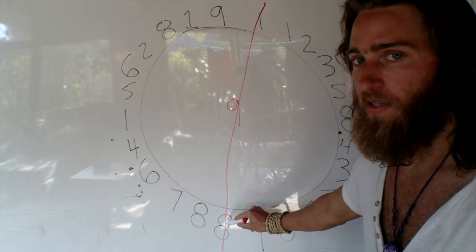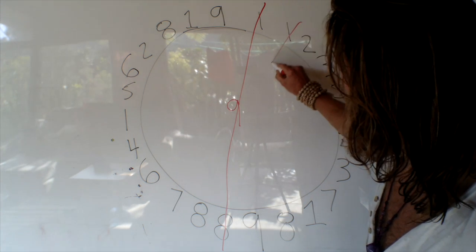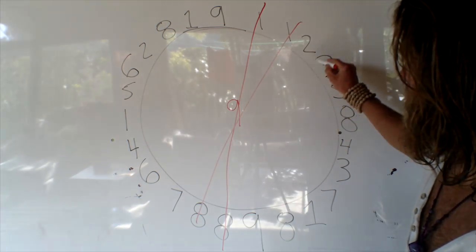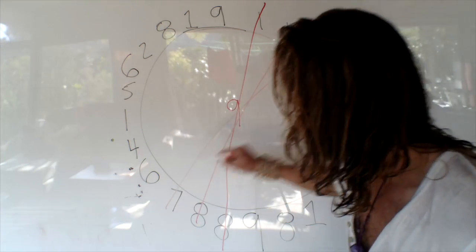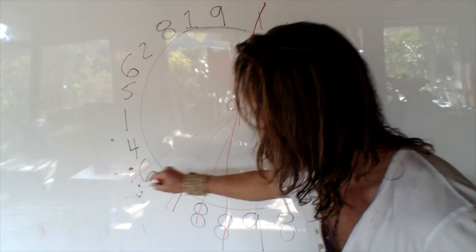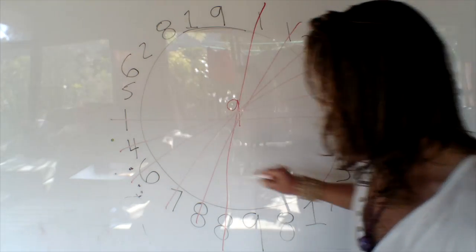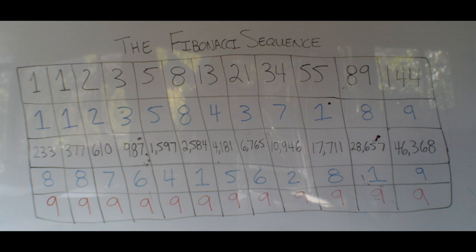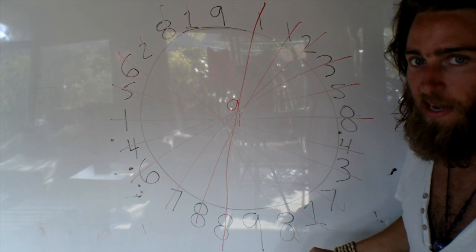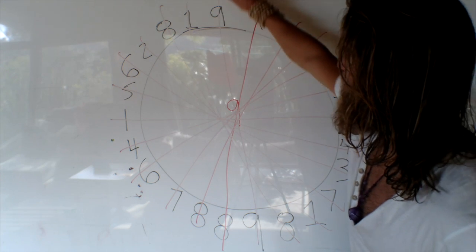1 plus 8, 9. Let's do the next one. 2 plus 7, 9. 3 plus 6, 9. 5 plus 4, 9. It just goes on and on. They all add up to 9. And then finally, 9 plus 9, 18. 1 plus 8, 9.